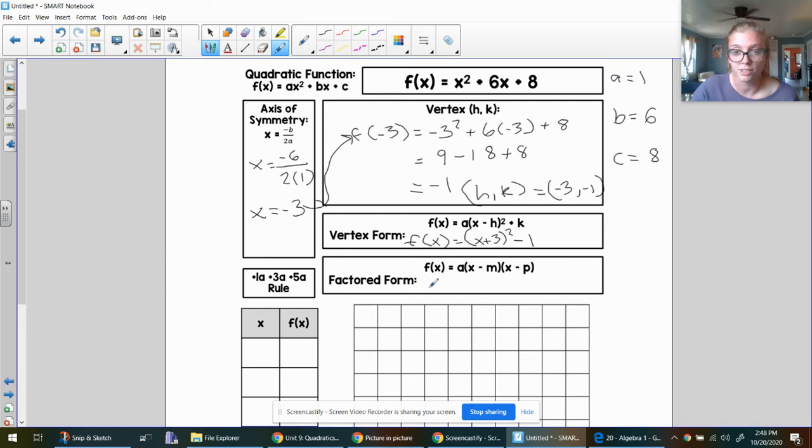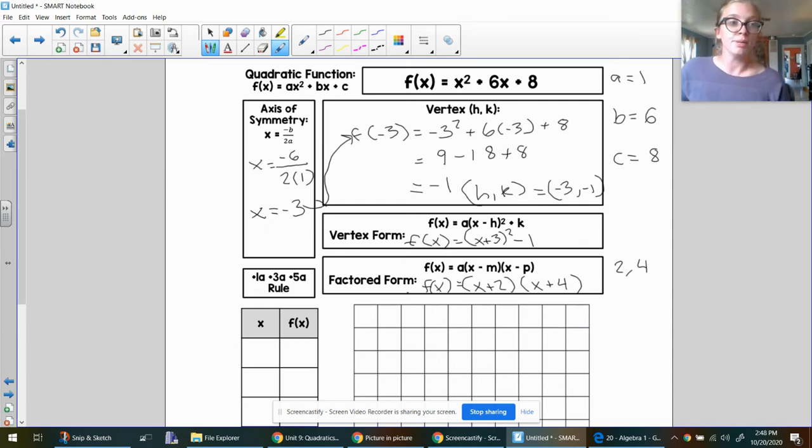Then we're moving into factored form. Factored form means we're going to factor this. Again, I know my a value is 1, so I'm not going to write that. To factor x squared plus 6x plus 8, we need to think what multiplies to 8 that adds together to get 6. Well, 2 and 4 multiply to 8 and add together to equal 6. So I'm going to write (x plus 2)(x plus 4). That's my factored form.